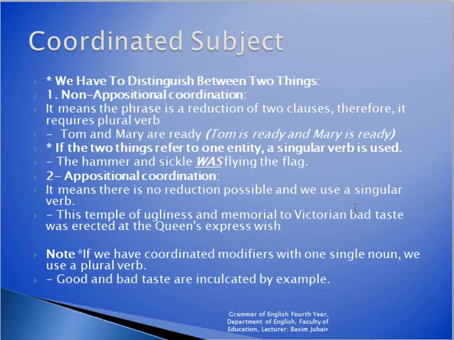Now note, if we have coordinated modifiers with one simple noun, we use a plural verb. For example, "good and bad taste." Good and bad taste, two coordinated modifiers. Of course, this means that they have a reduction of two phrases, which are good taste and bad taste. And here the verb must be in a plural form.